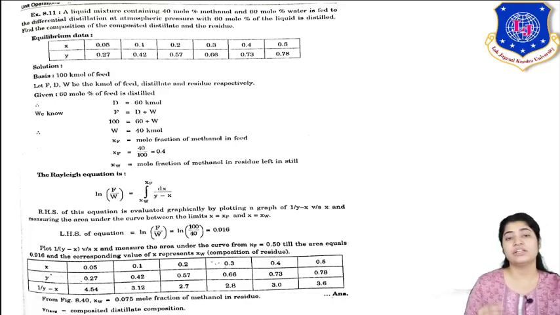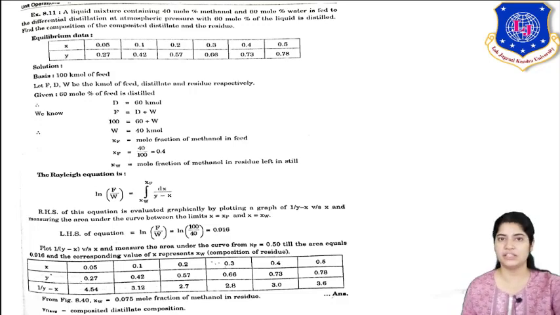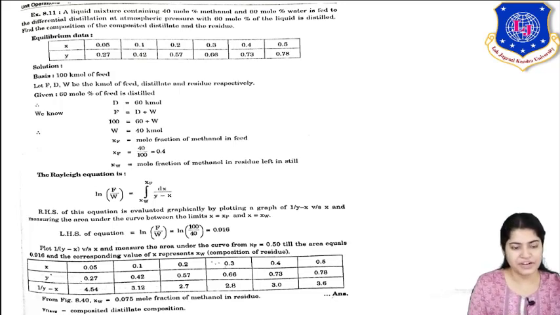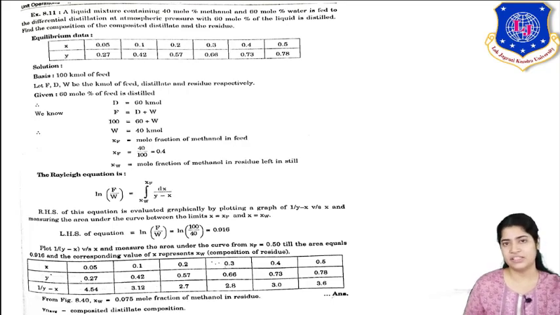Now see, 60 mole percent of feed is distilled. It means D, the distillate amount, is 60 kilomoles. Now the overall balance is F is equal to D plus W. So substituting the values of F and D, I get W as 40 kilomole. So now I have the amounts of feed, distillate and residue. Feed is 100 kilomole, distillate is 60, residue is 40.